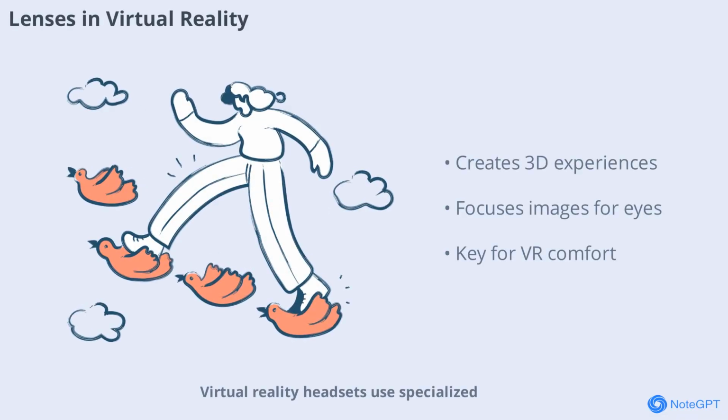Virtual reality headsets use specialized lenses to create immersive 3D experiences. These lenses focus and shape images for each eye, simulating depth and perspective. The design and quality of VR lenses are critical for comfort and realism, making them a key component in the growing field of virtual reality.